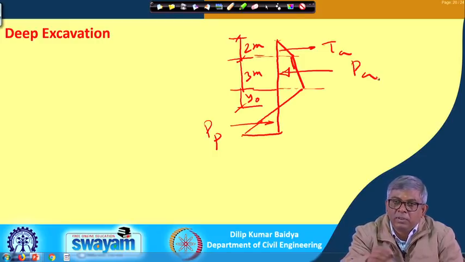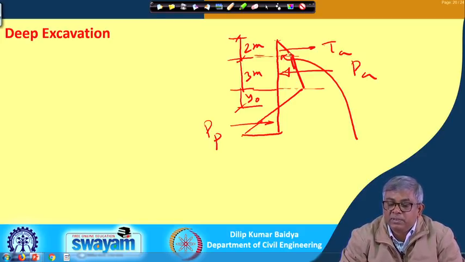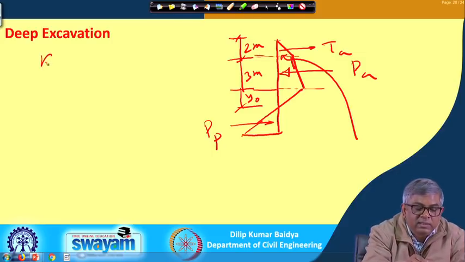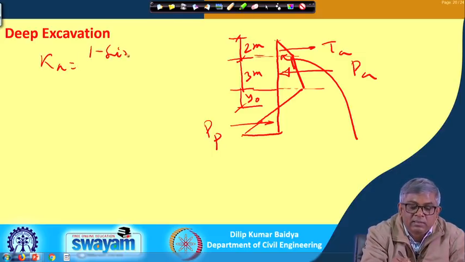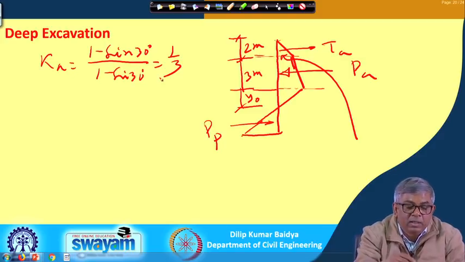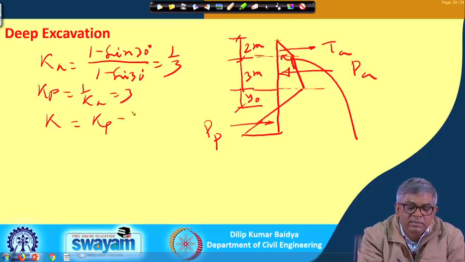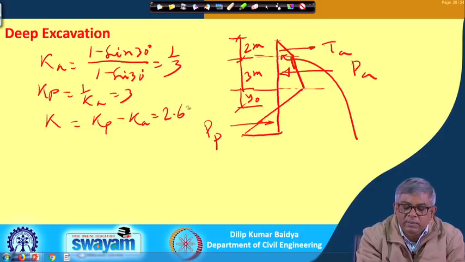I have corresponding to this present problem, I have shown this. Now, what will be the pressure here? At this point, what is the pressure? At this point, pressure will be gamma dry times 2 times K. So, K is how much here? K equal to 1 minus sin 30 divided by 1 plus sin 30, and if I do that, it will come at 1 by 3, and your K p will be just 1 by K a. So, it will be 3. So, K will be equal to K p minus K a, equal to 2.67.